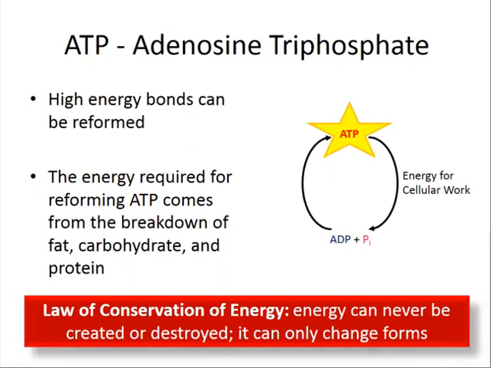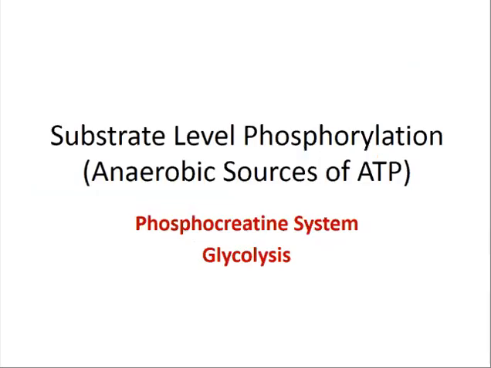proteins. So according to the law of conservation of energy, energy can never be created or destroyed. It can only change forms. So the term substrate level phosphorylation refers to the synthesis of ATP by reactions in which ADP is one of several substrates and ATP is one of several products of an enzyme catalyzed reaction. So the anaerobic sources of ATP that we're going to look over in this lecture are the phosphokeratin system and glycolysis.